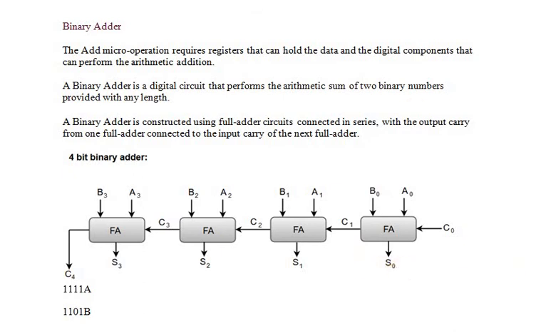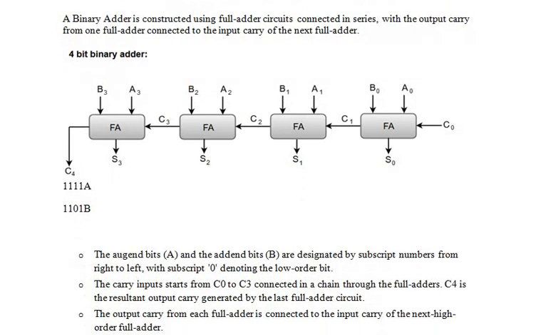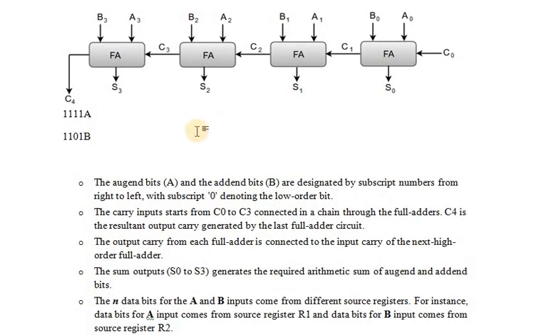Okay, next we will see that explanation. See here, the augend bits A and the addend bits B are designated by the subscript numbers from right to left, with the subscript 0 denoting the lower order bit. The carry input starts from C0 to C3, connected in a chain through the full adders. C4 is the resultant output carry generated by the last full adder. If there is any carry, that will be generated here.